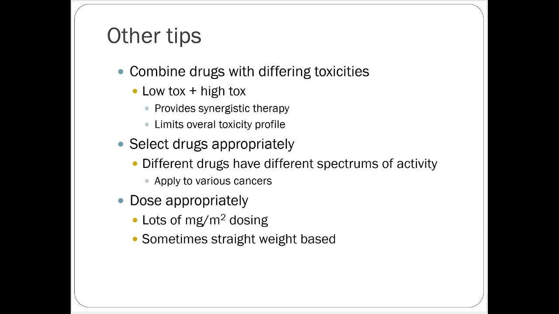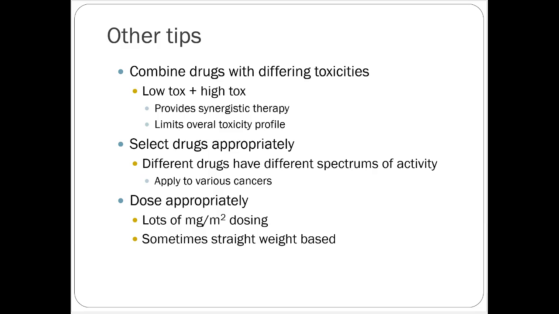Some other tips to think about: combine drugs with different toxicities. You want to have low tox plus high tox. So if you have something that is a really highly emetic drug in a regimen, meaning it's going to cause a lot of nausea and vomiting, you want to make sure that the other drugs in your regimen aren't equally as highly emetic, just because you don't want to overwhelm the person. You want to select drugs appropriately. Different drugs have different spectrums of activity. Again, when we talked about mixing our mechanisms of action, it makes sense.